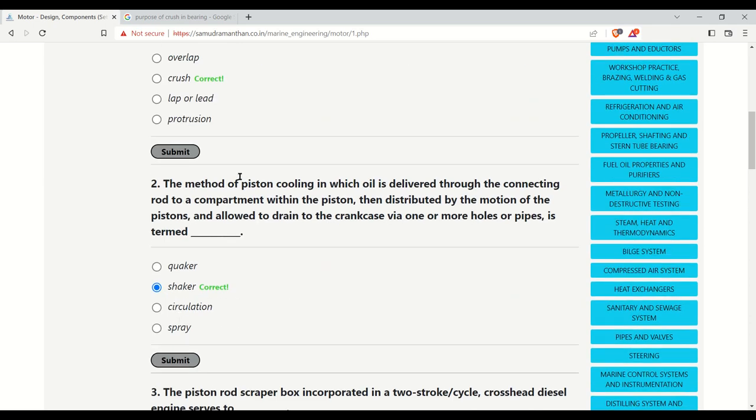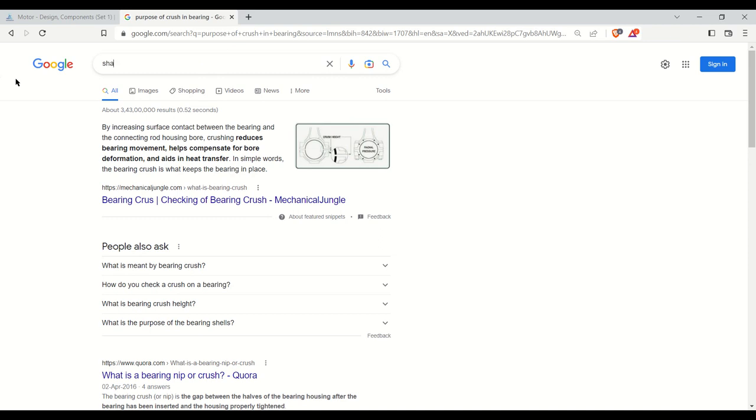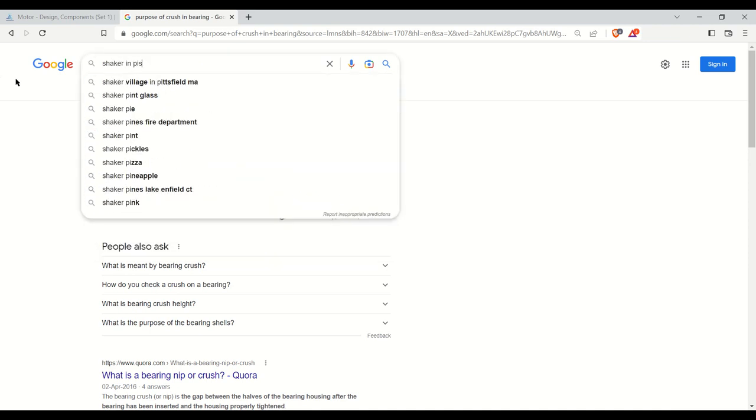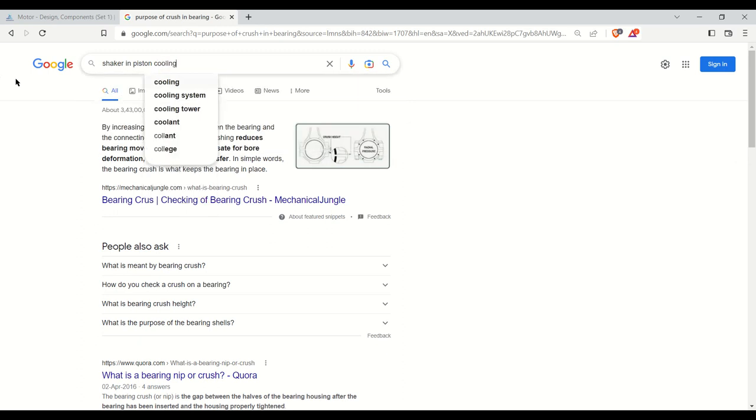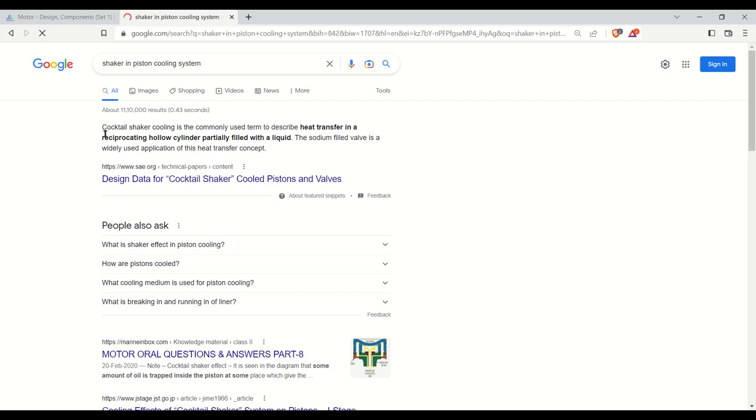Yes, shaker. Now let's see what shaker is in the piston cooling system. It is also known as cocktail shaker cooling. You may have seen in a bar that the bartender makes cocktails by shaking the glass, putting the juices or wine between two glasses and moving them in a to and fro motion. There are machines also. Cocktail shaker cooling is a commonly used term to describe heat transfer in a reciprocating hollow cylinder partially filled with a liquid.